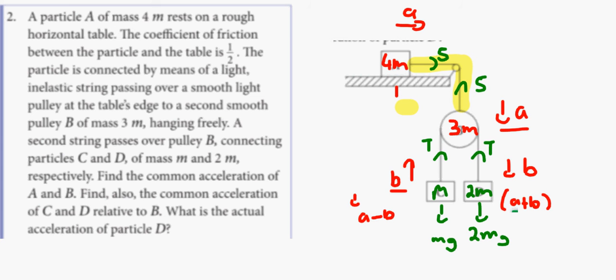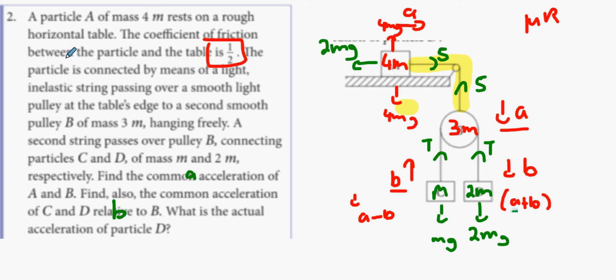Okay. Now, next we have the weight of the particle. The weight of particle A, which is 4m, makes it 4mg. The R value will also be 4mg. Mu R would be a half of 4mg, which is 2mg.